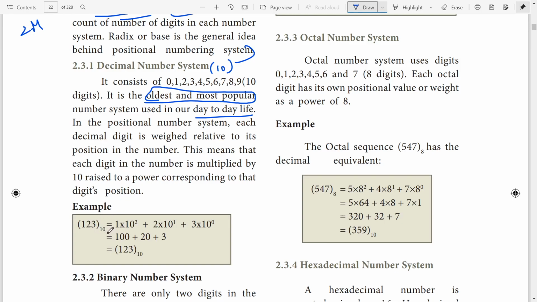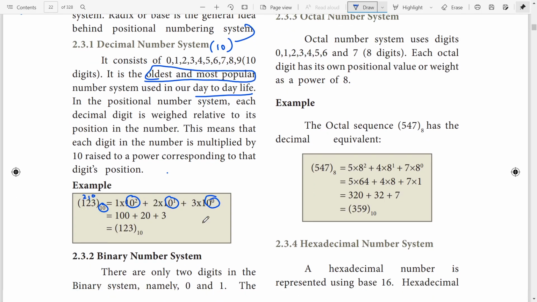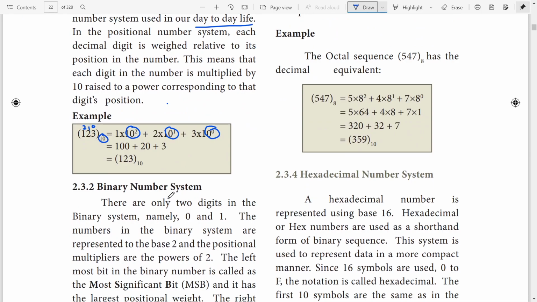123 base 10. It denotes that it is a decimal system. Positions 0, 1, 2. So 1 into 10 power 2, 2 into 10 power 1, 3 into 10 power 0. This will result in 123.